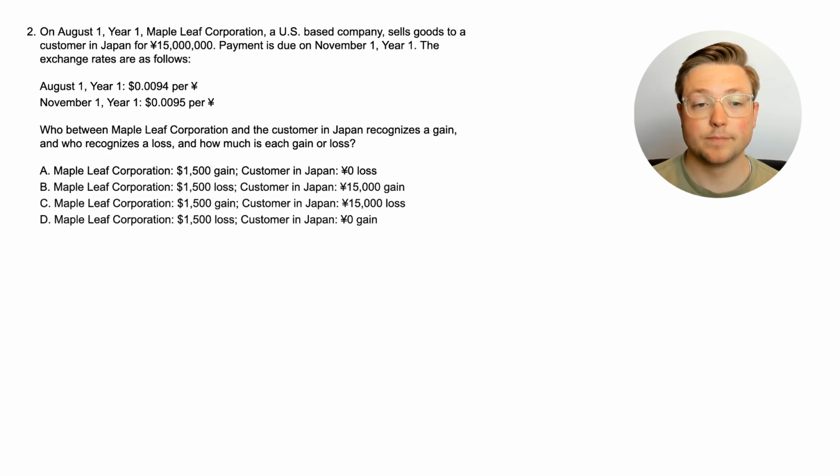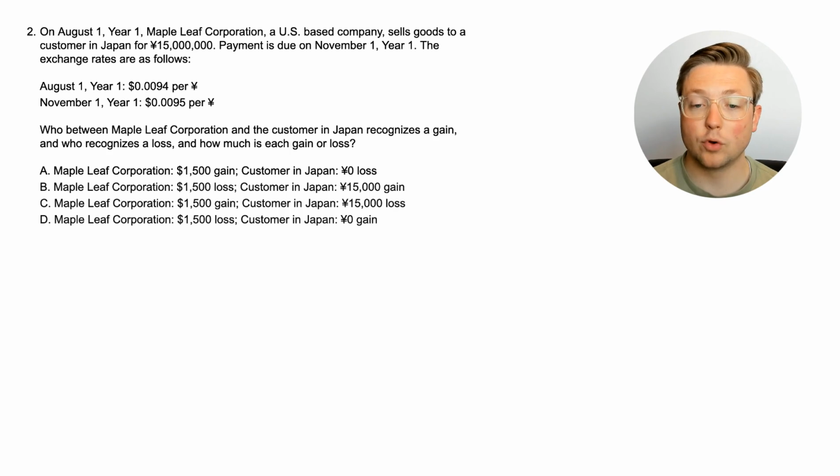Here's question 2. On August 1st, year 1, Maple Leaf Corporation, a US-based company, sells goods to a customer in Japan for 15 million yen. I believe that's the correct way to say that. Payment is due on November 1st, year 1. The exchange rates are as follows. On August 1st, when this is all initiated, it's $0.0094 per yen. And on November 1st, year 1, the day that the actual transaction occurs, it's $0.0095. So it increased by 1 per yen.